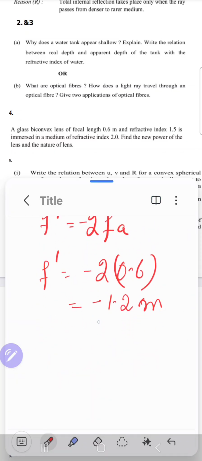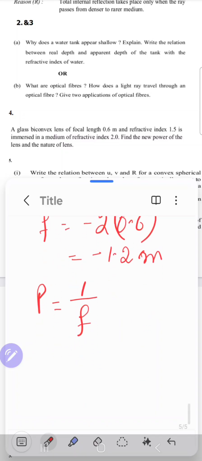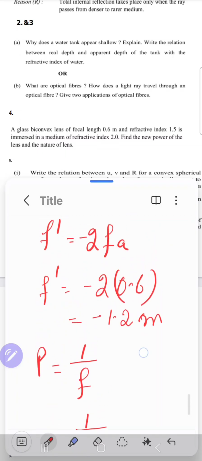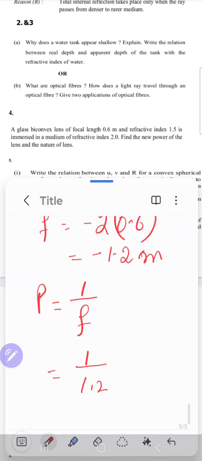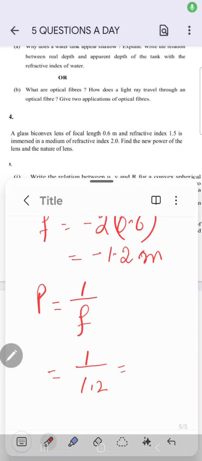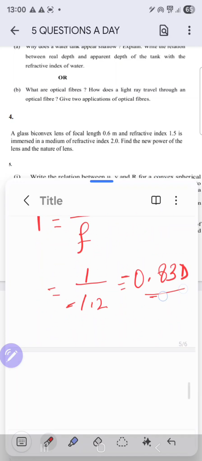So this is a new focal length, but we need to find out the power. Power would be 1 over F. So this is 1 over 1.2. So simplifying this, we will get 0.83. And here you see this is negative, so power would also be negative. So this is in diopter. So this is a new power of the lens.